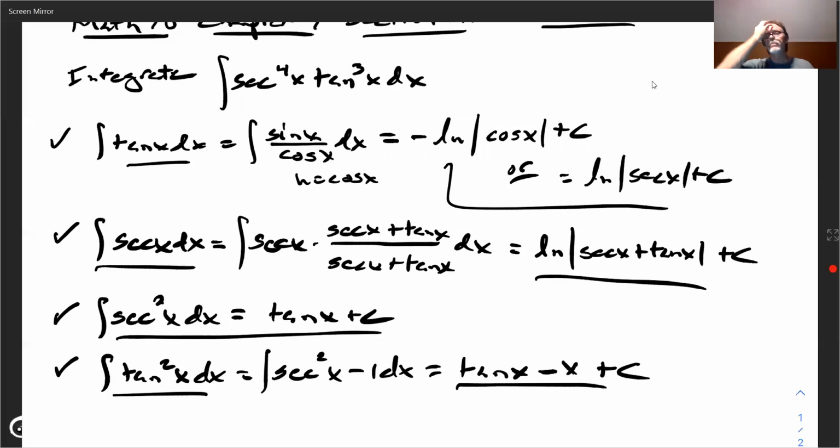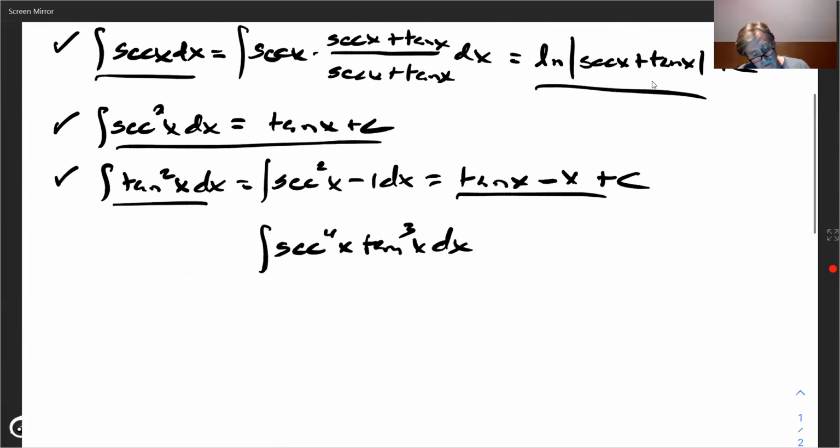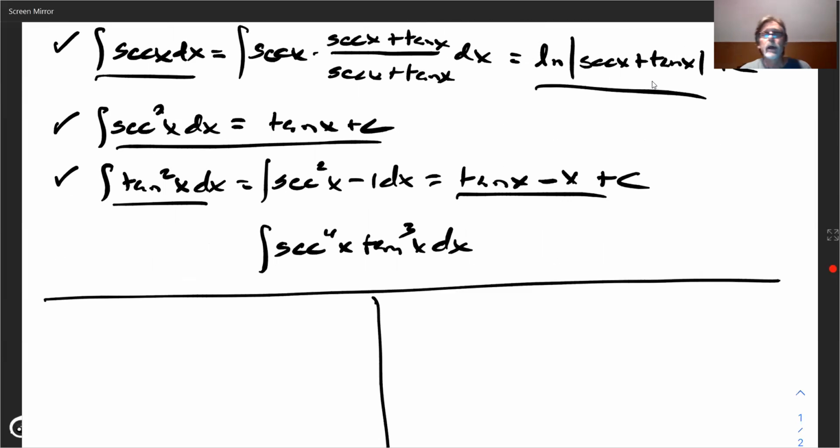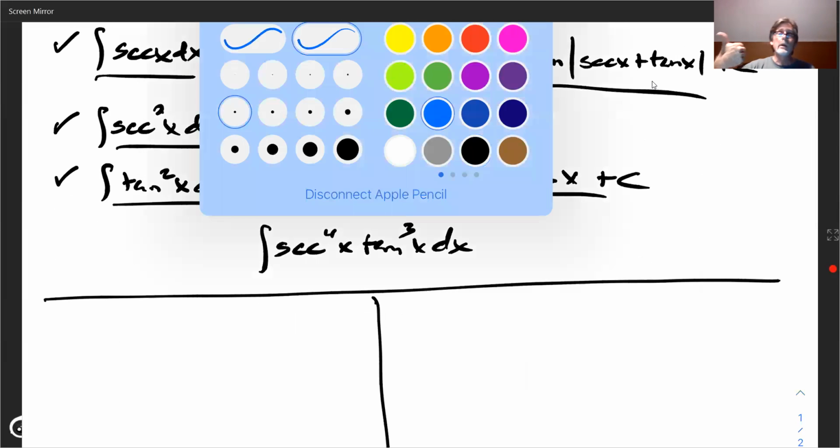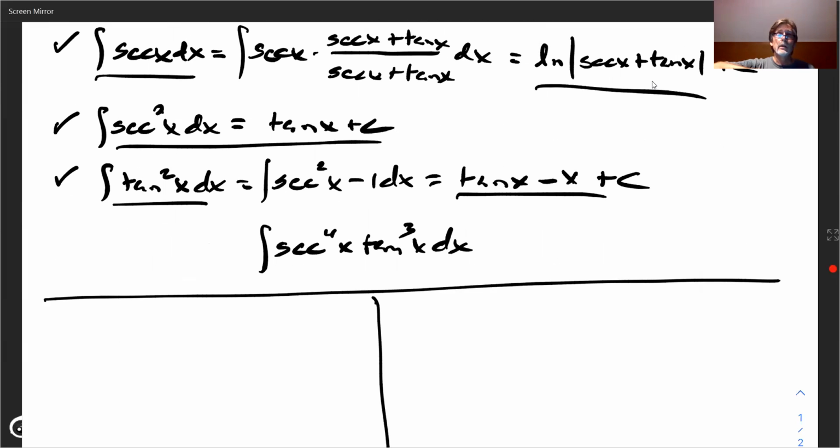So a lot of times in this section, we just kind of mess around with this. Now check this one out. In our example, we've got secant to the 4th x times tan cubed x dx. Okay, you can actually do this two different ways. Whenever you encounter a problem with powers of secants and tangents, you can break into two different pathways, and one will work, or the other will work, or both will work, or you know what, both won't work. That's the next video if they don't both work. This one, they both do.